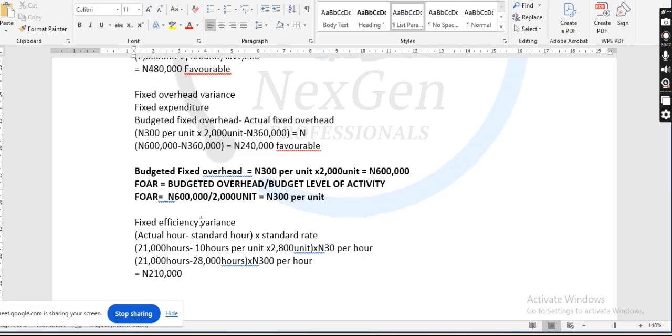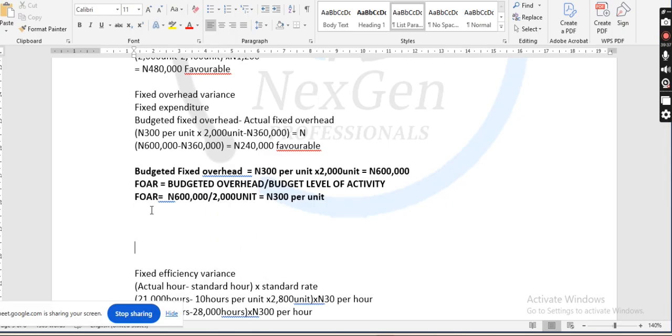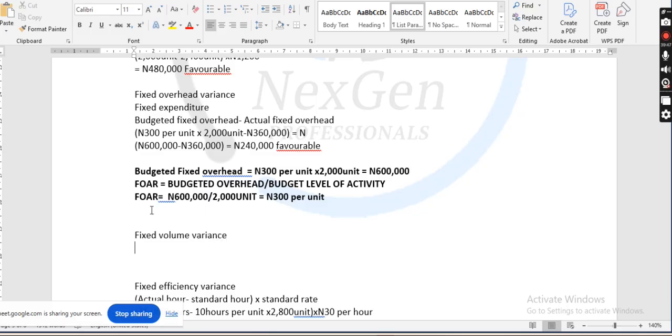So we've already calculated fixed expenditure, is that not so? Fixed efficiency. So we need to complete it, right? That means we need to calculate the fixed capacity. But what is the fixed volume? Class, are we still together? Fixed volume variance. Class, are we still together? Yes, sir.